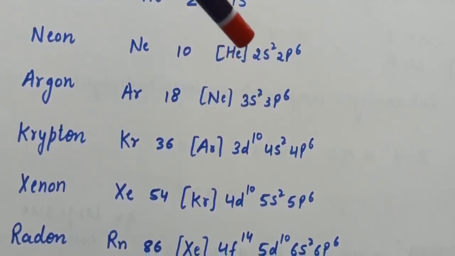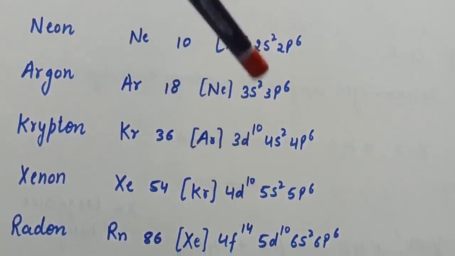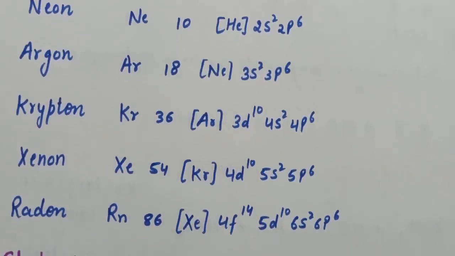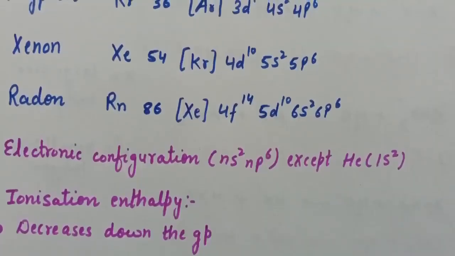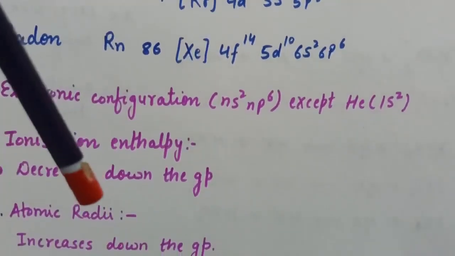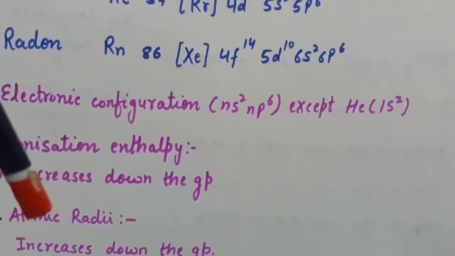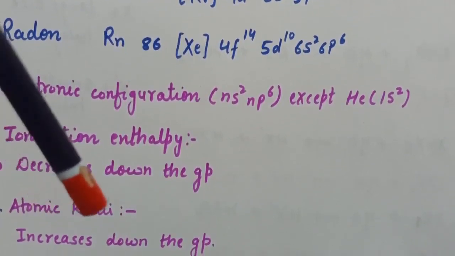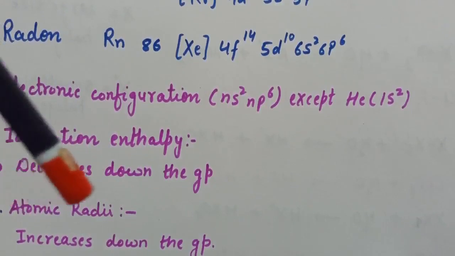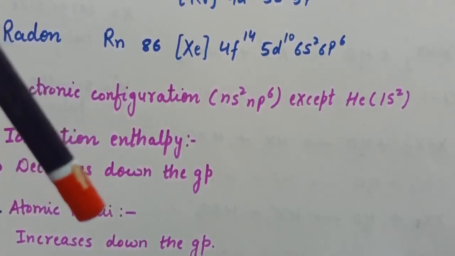So when we move down in a group, the number of shells increases and therefore the attraction between the nucleus and the outermost electron decreases, and that is why ionization enthalpy decreases down the group. Third is atomic radii. When we move down in a group, atomic radii increases because of the increase in the number of shells. So this is the reason for the increase in atomic radii of group 18 elements.